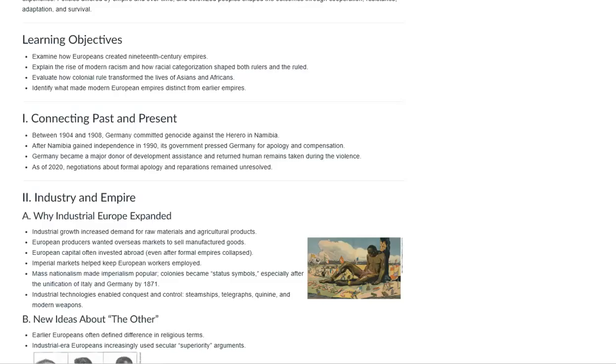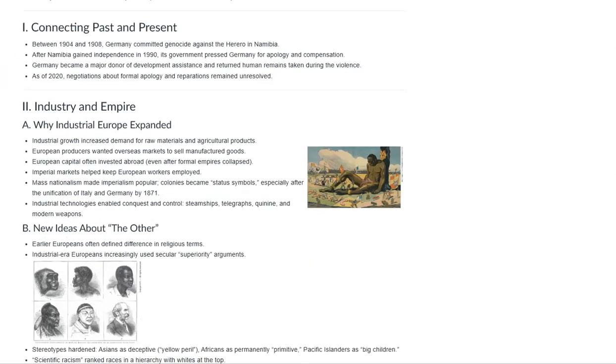Just as important, industrial technologies made overseas conquest possible. So you have steamships that move people and troops faster. Underwater telegraphs made communication quicker. We have inoculations that reduced deaths from malaria in tropical regions, and new weapons, breech-loading rifles and machine guns. Those created a huge military advantage. So imperialism is not just an idea. It was supported by economic demands and industrial tools, but it was also supported by changing beliefs.